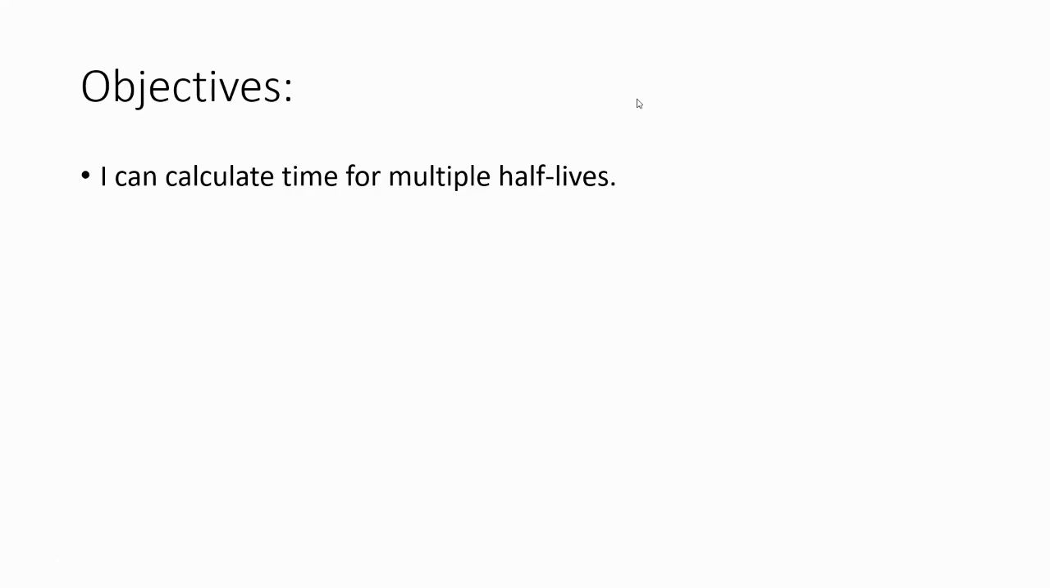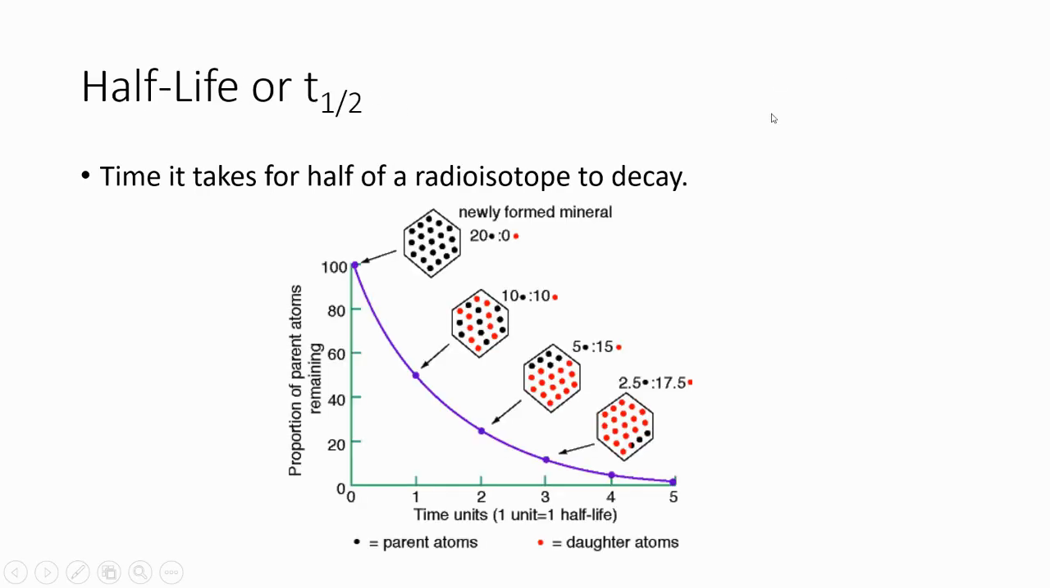We are going to talk about calculating the half-life. And this one has a little bit of math, but it's not too bad. So the half-life, or we can say T with a subscript half-life, is the time that it takes for half of a radioisotope to decay.